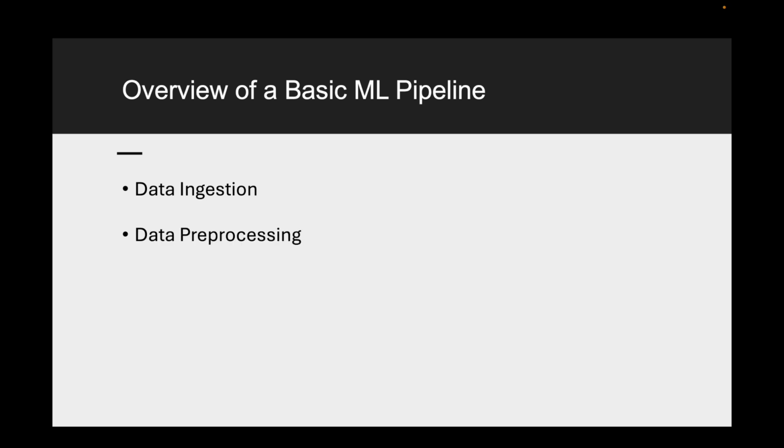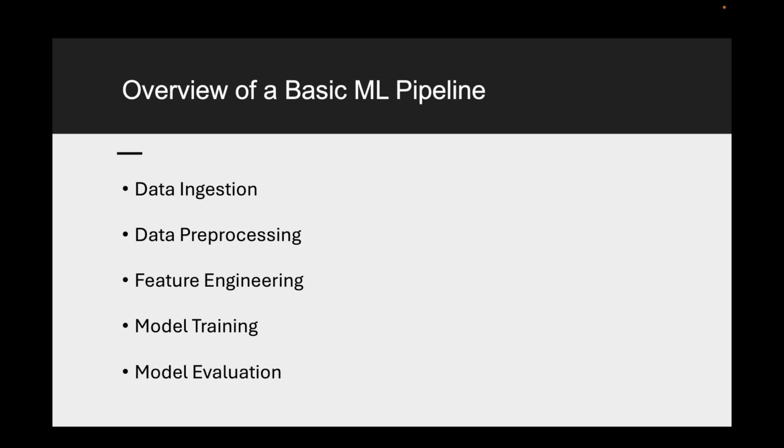Next, we have data preprocessing, where you clean and prepare data for model training. Next, we have feature engineering, where you create additional features or select the most relevant features. Model training, where you train the machine learning model. Model evaluation, where you evaluate the model's performance on test data. We have model tuning, where you tune hyperparameters for optimal performance. We have deployment, where you deploy the trained model to serve predictions in production. And then we have monitoring, where you track the model's performance and update it as needed.